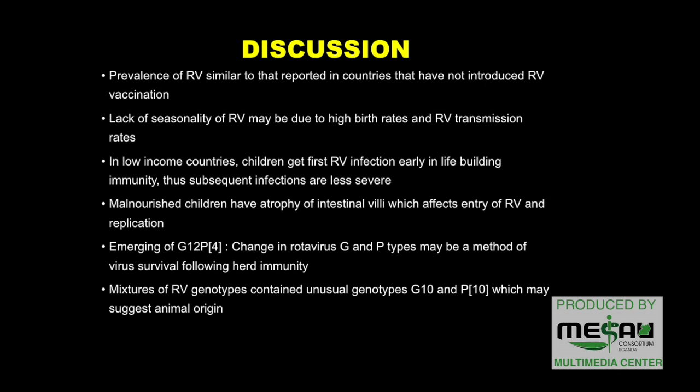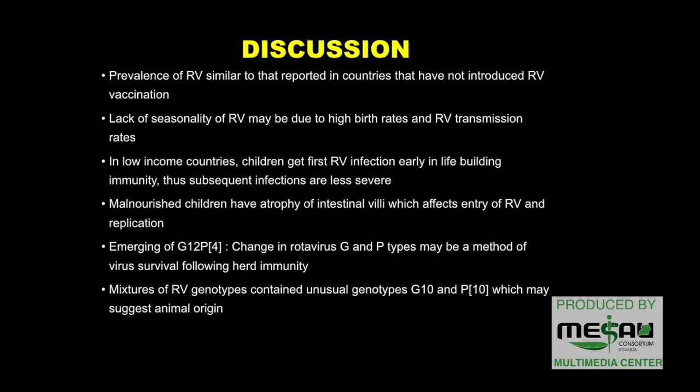Then we saw that in our wasted children, there was less likelihood of having rotavirus infection. This may be explained by the fact that in malnutrition, you get atrophy of the villi, and when you have atrophy of the villi, rotavirus cannot enter and replicate. That's why I think we had less likelihood of rotavirus in our wasted children. And the emergence of G12P4 which we saw is something we explain by the seasonality change of rotavirus G and P types, which may be a method for the rotavirus to survive in an environment.